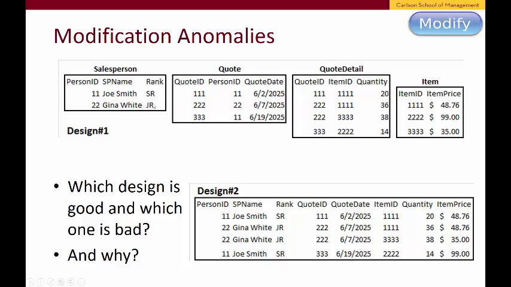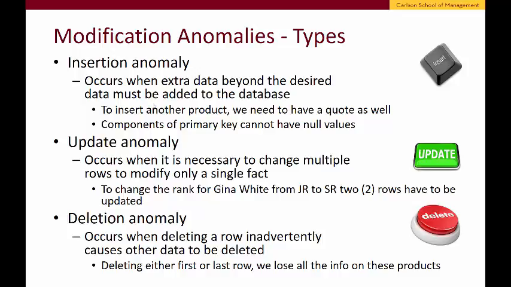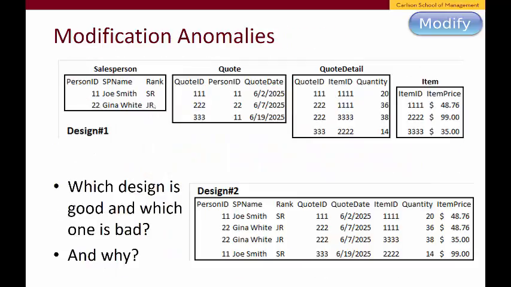Okay. Finally, deletion anomaly occurs when deleting one row causes unintended loss of data. This would be the case if we delete either the first or last row in design number 2 over here. Okay, the info on item 111, and certainly on item 222, and their prices would be lost.